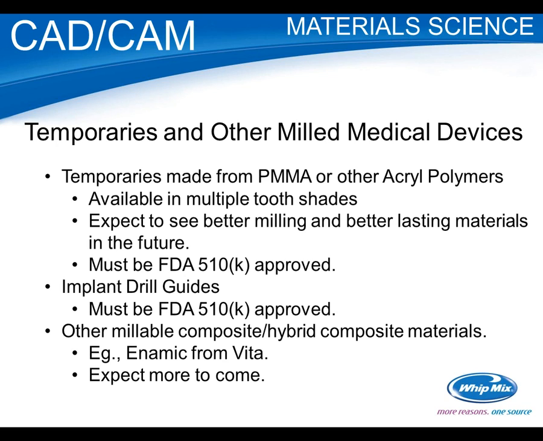An example would be Anamic from Vita, and it basically has a ceramic backbone infused with an acrylpolymer. What is unique about it is that it's millable, and once it's milled, you can clean it up, polish it, you can stain it, dye it, color it. You don't have to fire it. You don't have to sinter it, and it has the strength of a composite, and plus some. So it's not as strong as zirconia, but it's for a long-term restoration.